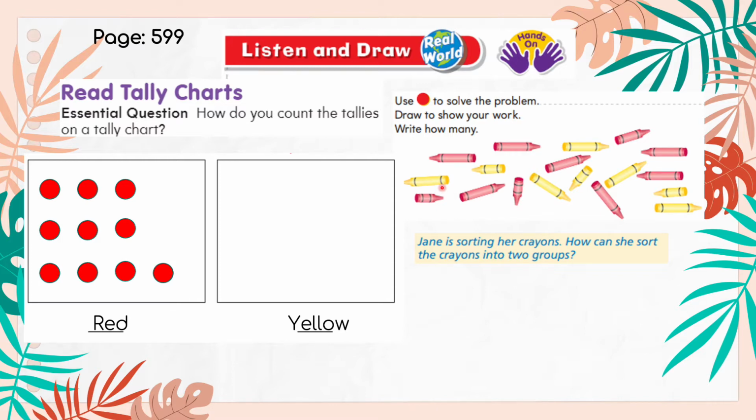Now let's look at how many yellow crayons we have. It's 1, 2, 3, 4, 5, 6, 7, 8. So we have 8 yellow crayons, and I'll be using the same red symbol to show the 8 yellow crayons as well. 1, 2, 3, 4, 5, 6, 7, 8. So these 8 red symbols are showing my 8 yellow crayons. So this is how you can categorize your data. It could be many different things that you can represent by these red dots.